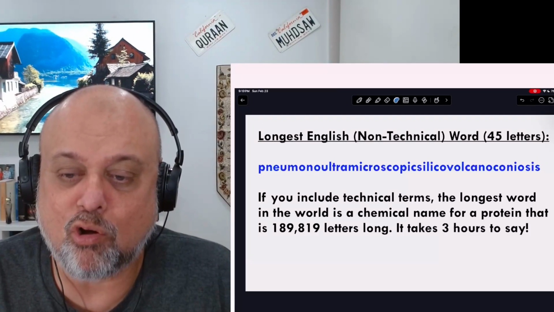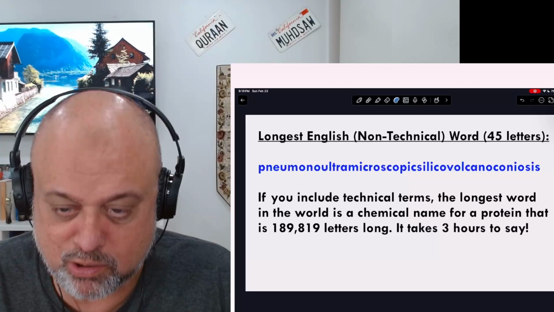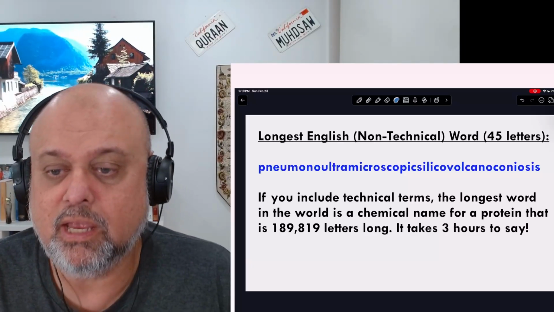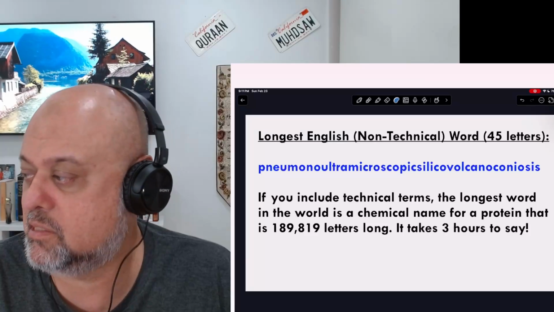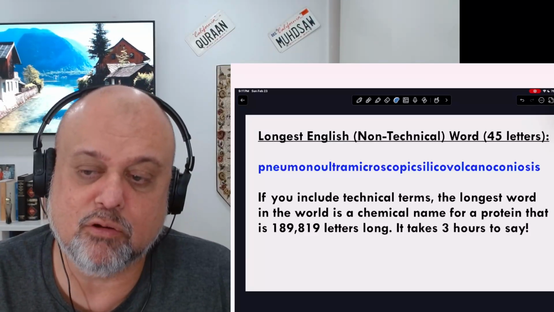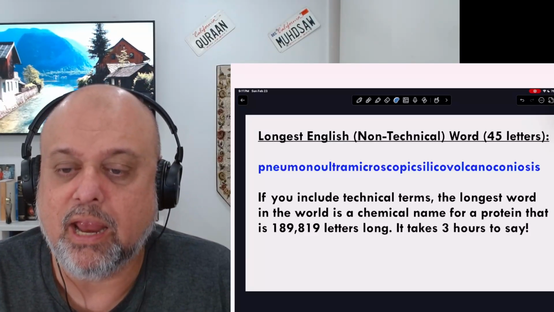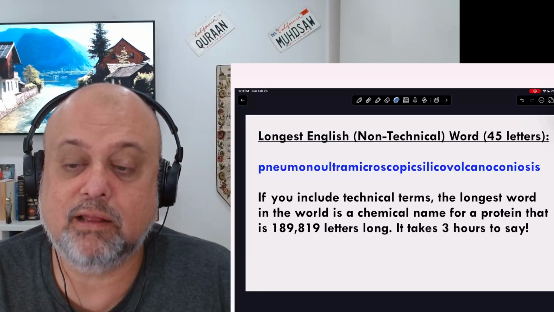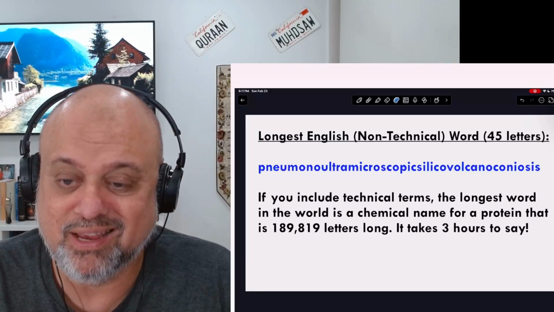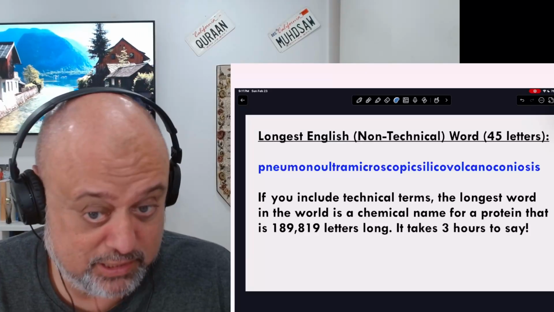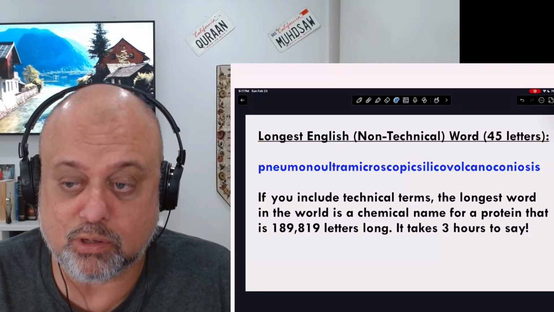There you go, the longest English word, non-technical. By the way, it refers to a lung disease when you inhale silica dust from a volcano, just in case you were wondering. Now, if you did incorporate technical terms, if you did consider them, then that word that they just pronounced is not the longest word.